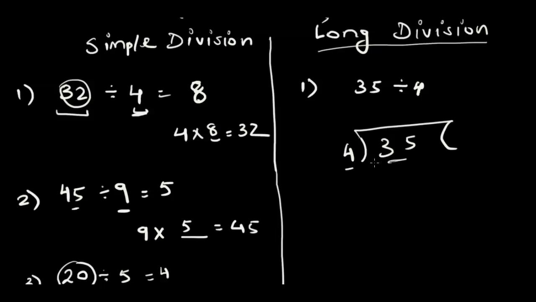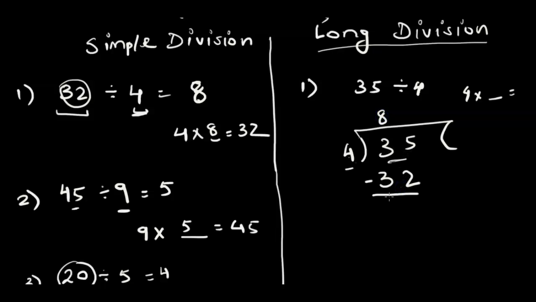Now we would think what multiplied by 4 would give us a number that is close to 35 and is less than 35. The number in the table of 4 that is less than 35 is 32. So this 32 is less as well as close to 35 in the table of 4. And at what spot do we get 32? When we multiply 4 with 8. So we know 4 times 8 is 32.